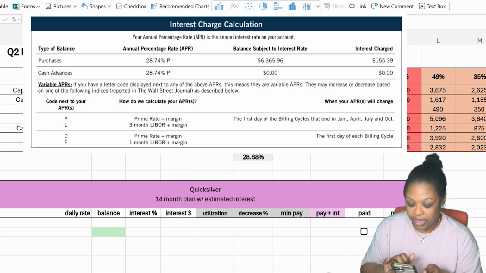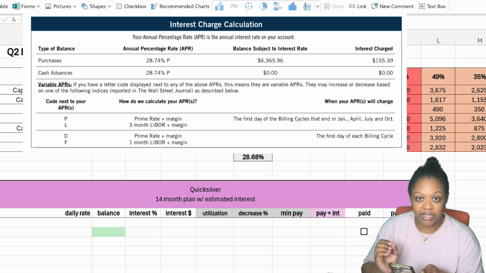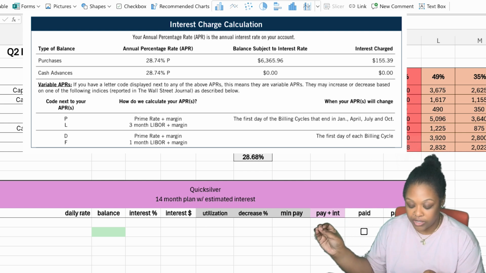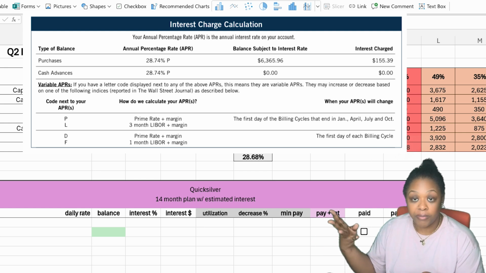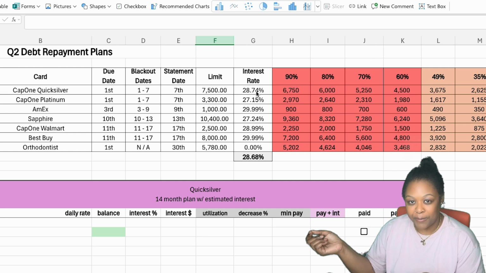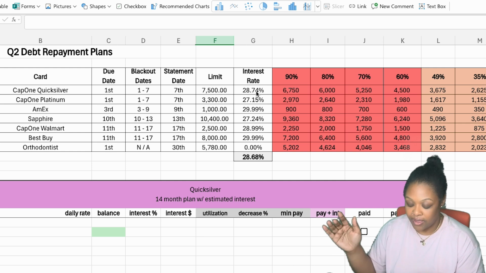Okay, we agree. Now you see that little P next to it. Yours may have a different letter, but down below you see if the code next to your APR is P, that means that they calculate my APR based on prime rate plus margin. And that means that my APR will change on the first day of the billing cycle that ends in these four months. So once per quarter, my APR will change, and we'll go through that as we go. So January, April, July, and August.